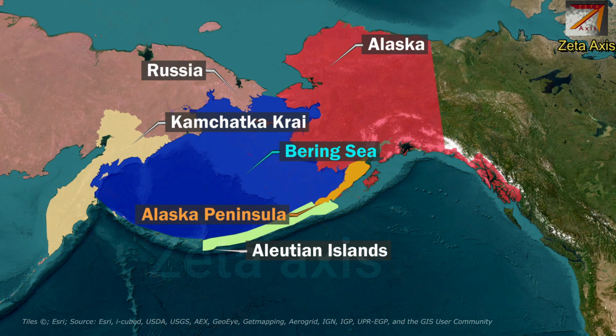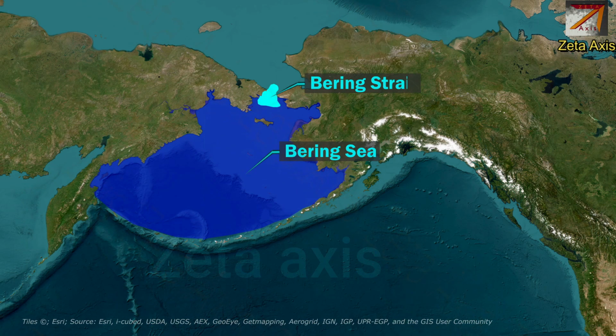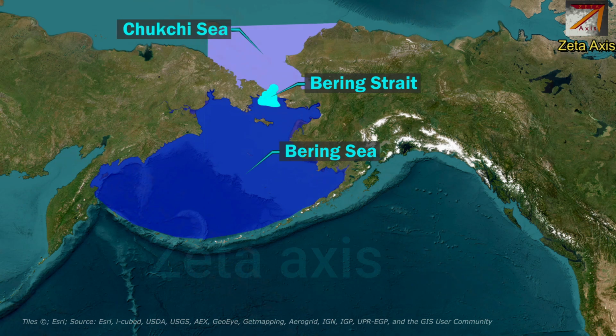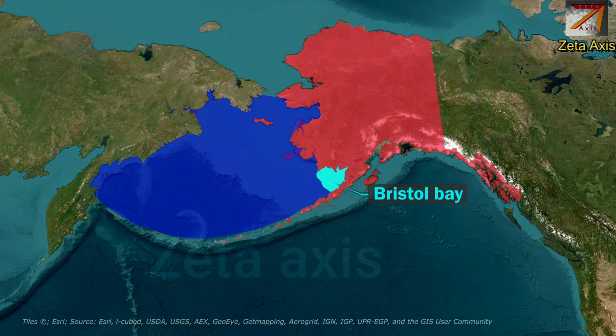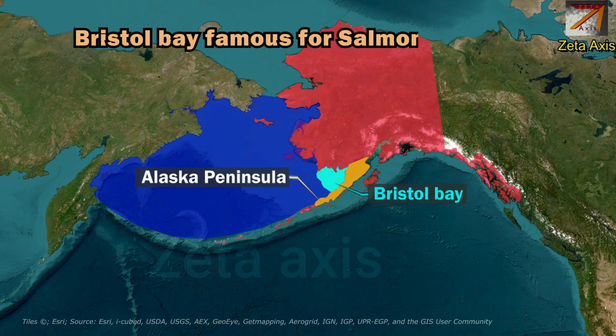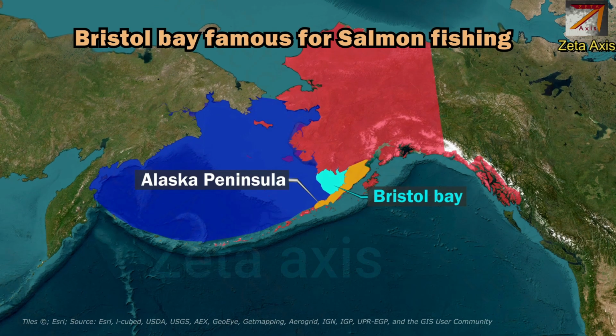And in the north of the Bering Sea, we have the Bering Strait, which connects the Bering Sea to the Arctic's Chukchi Sea. The jurisdiction over Bering Sea is shared between the United States and Russia. Bristol Bay is the easternmost arm of Bering Sea in southwestern Alaska. Bristol Bay is the portion of Bering Sea between the Alaskan Peninsula and mainland southwest Alaska. Bristol Bay is famous for salmon fishing.